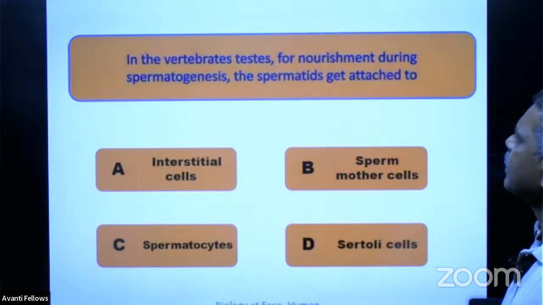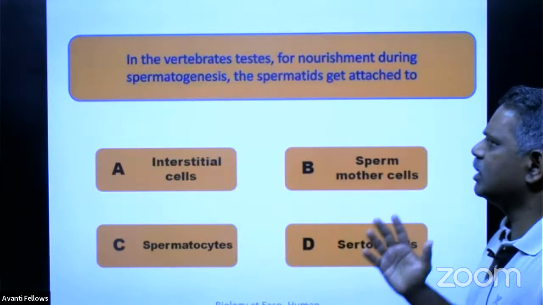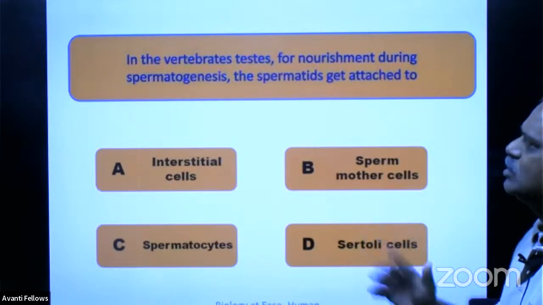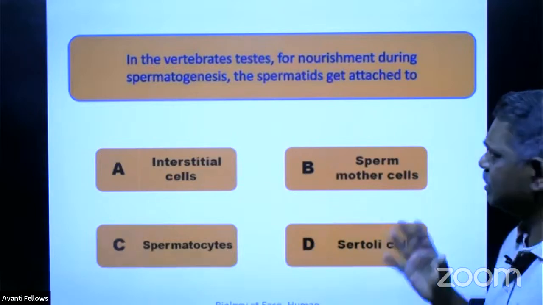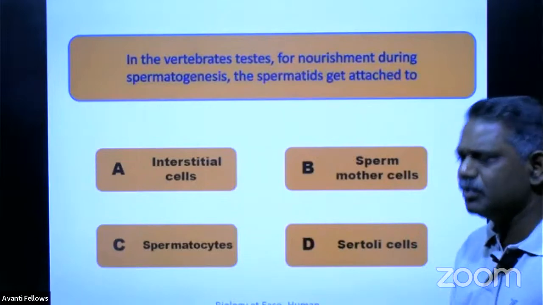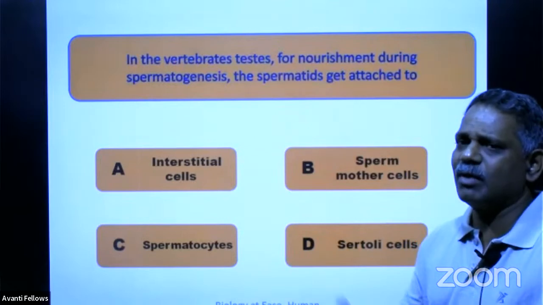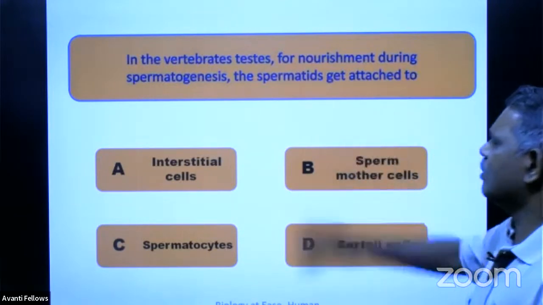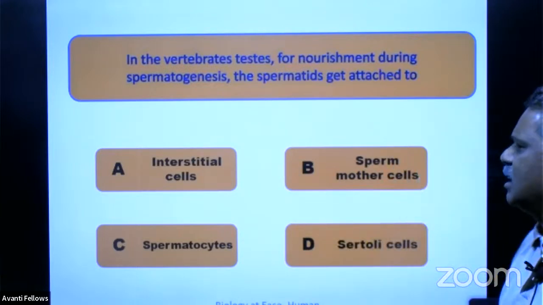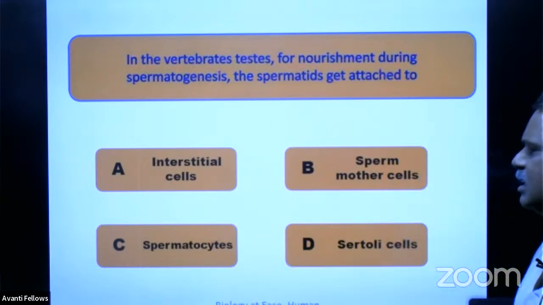Next question: in vertebrate testis, for nourishment during spermatogenesis, spermatids get attached to which cell? During the formation of sperm, that is spermatogenesis, it requires nourishment, so it should be provided with nutrients. Who provides it? A, interstitial cell; B, sperm mother cell; C, spermatocyte; D, Sertoli cells.